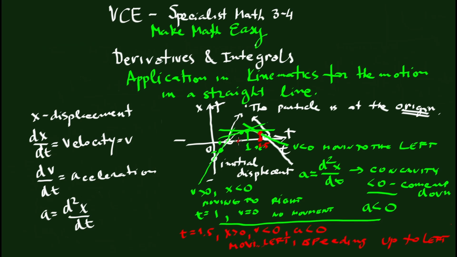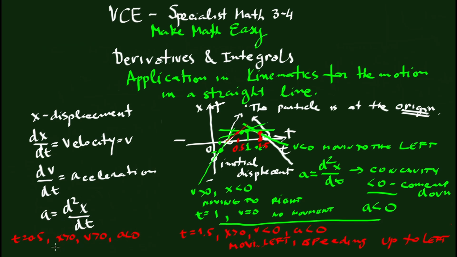Let's mark a point here. That will be 0.5 seconds, and at that point we have obviously that the tangent is positive. So at t equals 0.5, x is greater than 0, v is greater than 0, and the acceleration is obviously concave down, so it's less than 0.